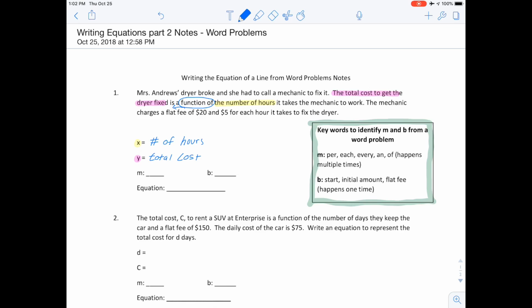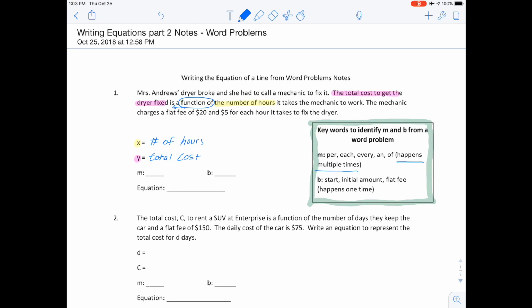So first thing, anytime you have the words per, each, every, and, of, those are things that are happening more than once. So like if you're talking about gallons of gas and you're going to buy some gas and it's $3 for each gallon, that word each means every gallon that you buy, it's going to be $3 for each one, right? So you're going to be multiplying. And so just remember, in our y equals mx plus b, we multiply the slope by x. Okay, so that's going to give us the cost for each x, whatever x is.